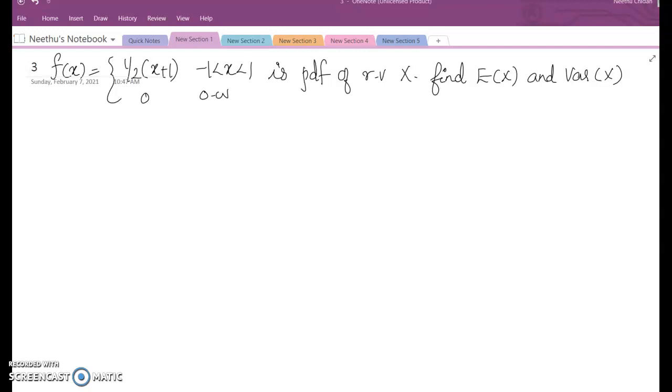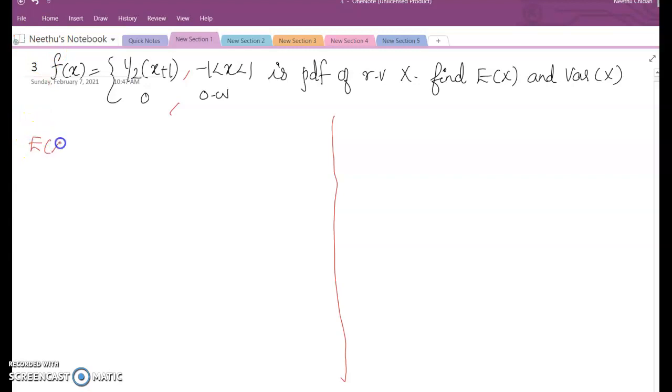f of x equal to 1 by 2 into x plus 1, minus 1 less than x less than 1, is a PDF of a random variable x. Find E of x and variance of x. We have to calculate variance of x and E of x.